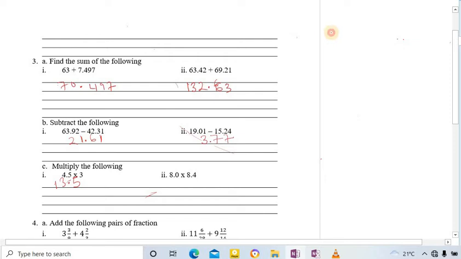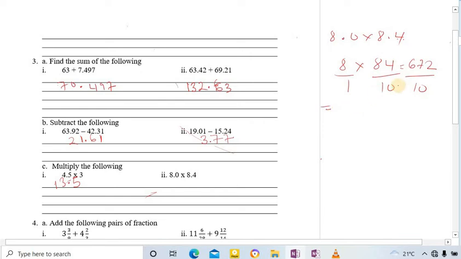Second question is 8.0 times 8.4. So it's the same as 8 times 8.4, which is 84 all over 10. And 8 times 84 is 672 all over 10. We can just put 1 here to help your multiplication. So 8 times 84 is 672. 1 times 10 is 10.